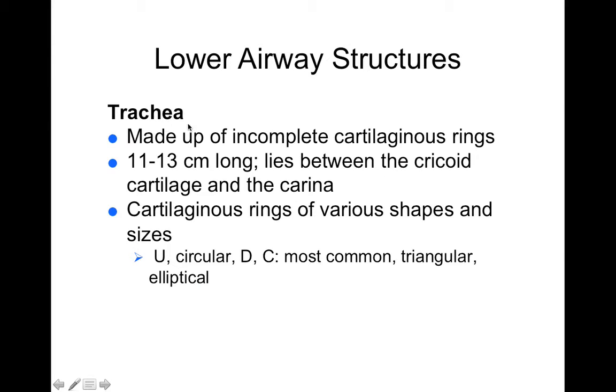Now, we'll first talk about the trachea in more detail here. So the trachea is about 11 to 13 centimeters long. It's got cartilaginous rings, so the hyaline cartilage in the trachea, the C rings, help maintain the patency or openness of that trachea. They can come in different sizes and shapes. They can be U-shaped, D, or C-shaped. C is the most common, or triangular and elliptical.